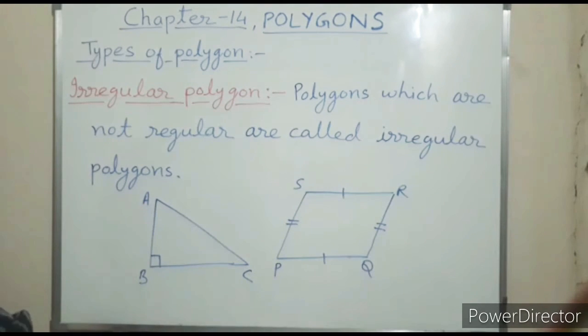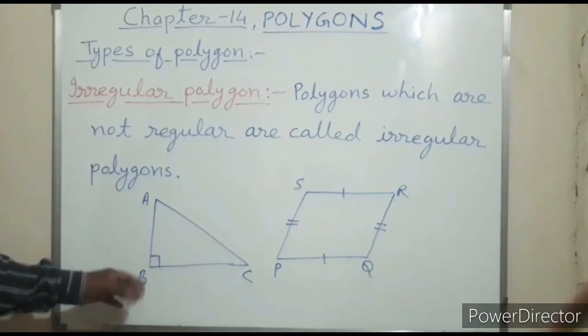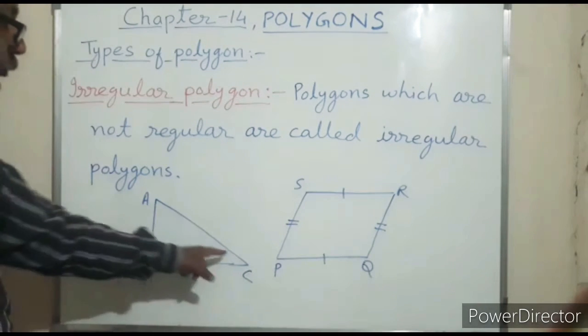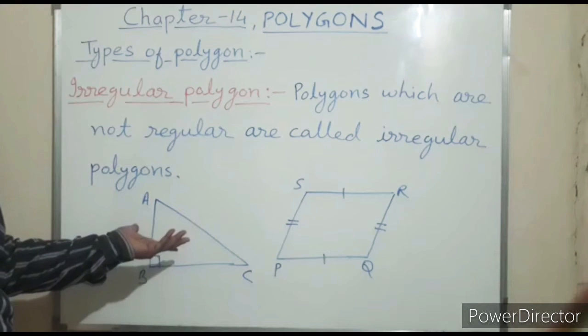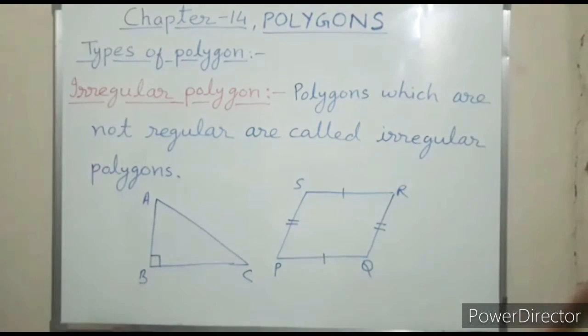There is a right triangle. Here all sides are of different lengths. One angle is a right angle, and the other two angles are acute angles. They are less than 90 degrees, so it is not regular, it is an irregular polygon.